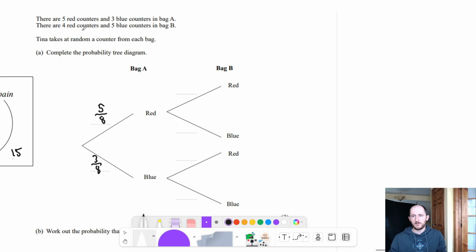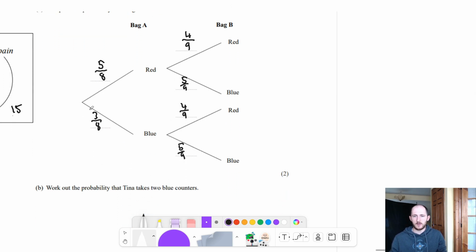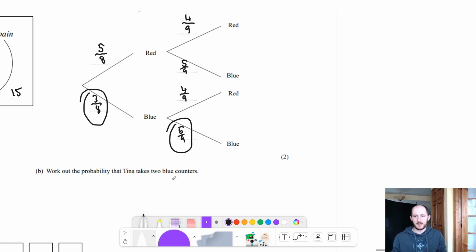In bag B, okay, cool. We have 4 red and 5 blue, so it's 4 out of a total of 9, and therefore that's 5 out of a total of 9, and it'll be the exact same down here. And it says work out the probability that Tina takes 2 blues. Well, it's going to be this probability followed by this one. As you go along a probability tree, you multiply, okay? So that's going to be 3/8 times 5 over 9, like that, okay? So that'll be over 72, 15, okay? Which you can simplify to 5 over 24 if you'd like.